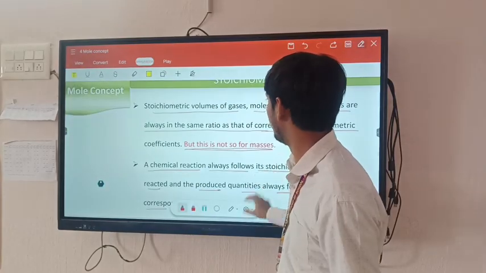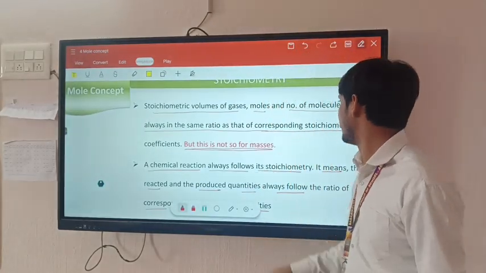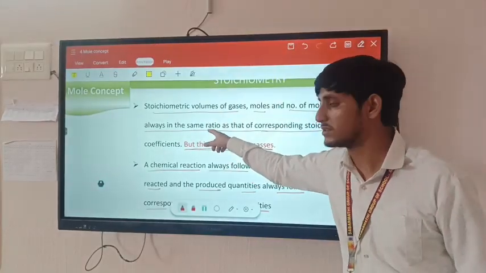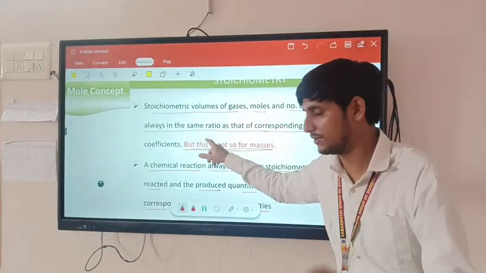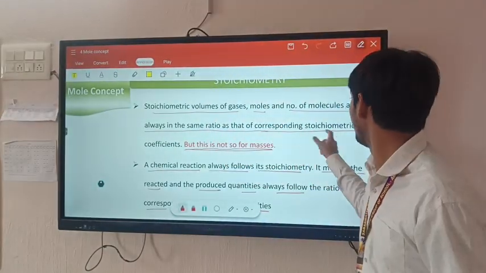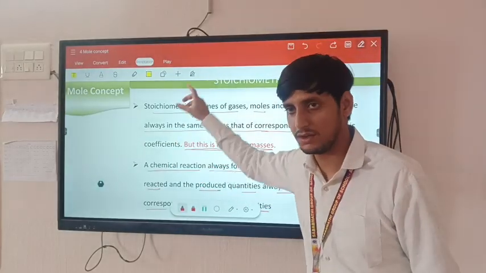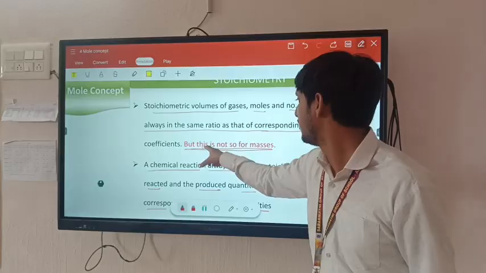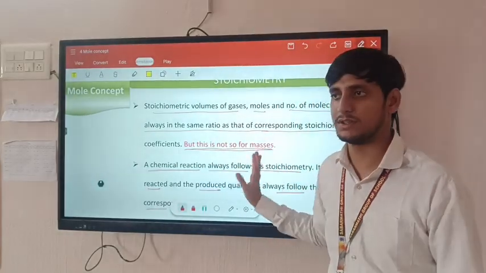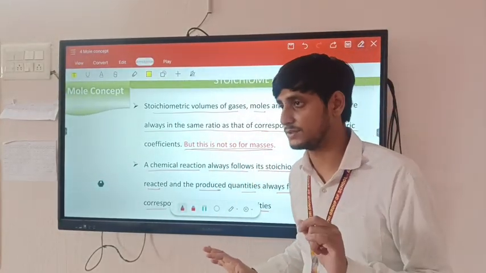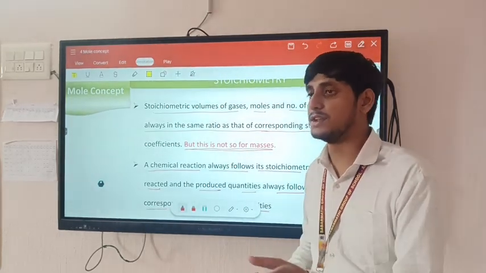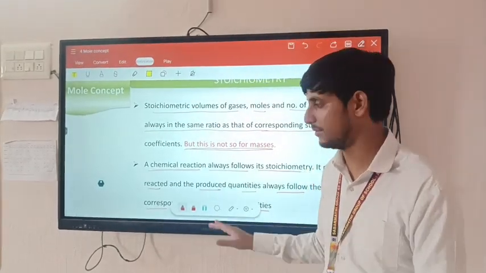In stoichiometry, volume of gas, mole, and number of molecules are always in the same ratios as the corresponding stoichiometric coefficients. But this is not applicable for mass. It means we cannot give the ratio in terms of mass.